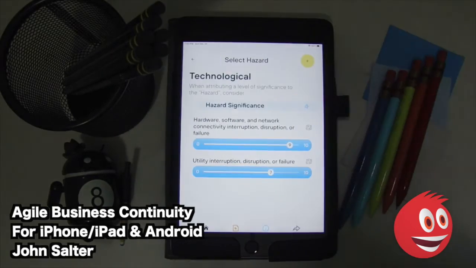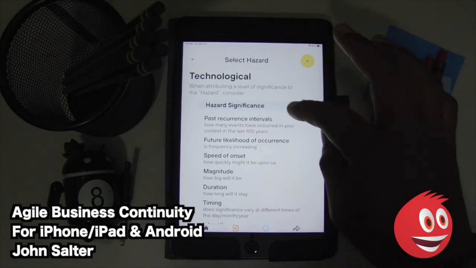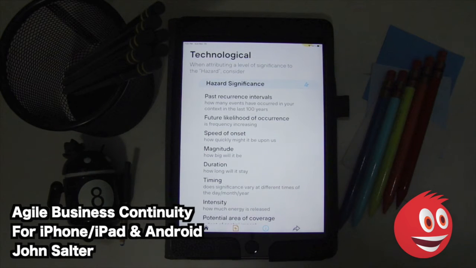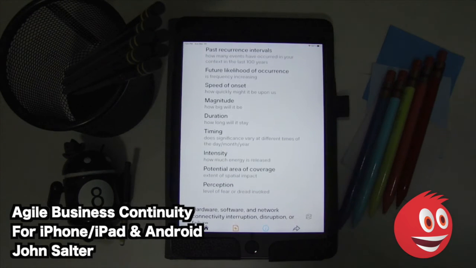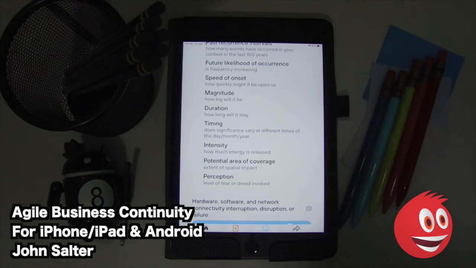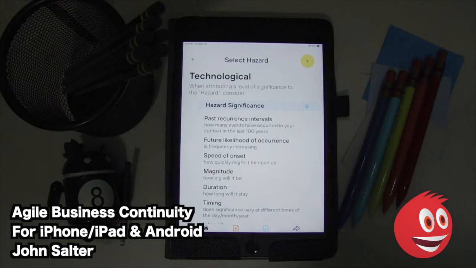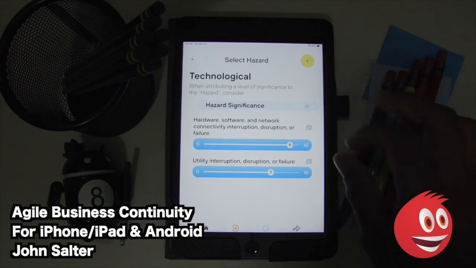We're going to get out of here momentarily and take a look at the hazard significance. I like this here. When attributing a level of significance to the hazard, consider past recurrence intervals, future likelihood of occurrence, speed of onset, how quickly it might be upon us, the magnitude, how big it will be, duration, how long it will stay, timing, intensity, potential area of coverage, and perception. So whenever we're considering the hazards or attributing a level of significance to the hazard, we have to consider all of those items there.